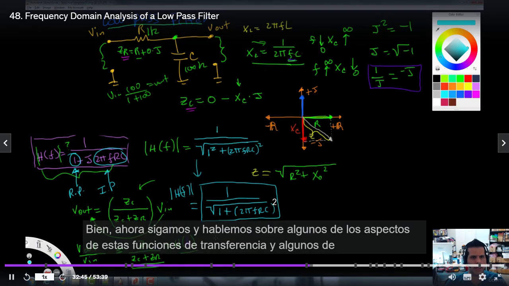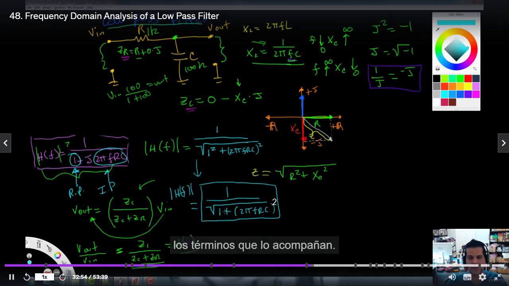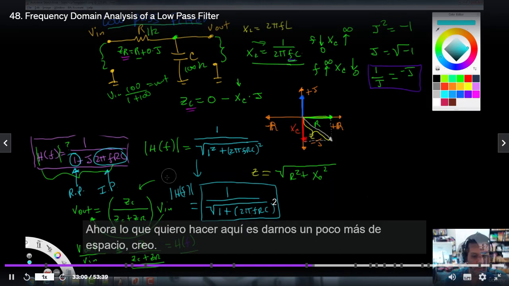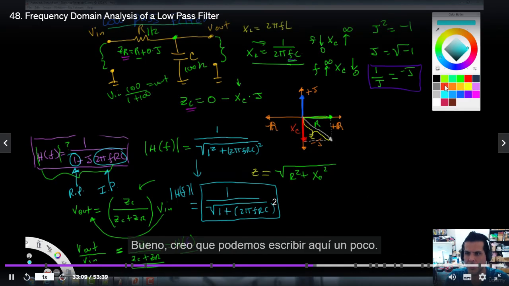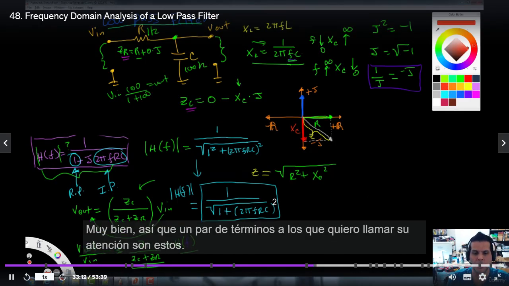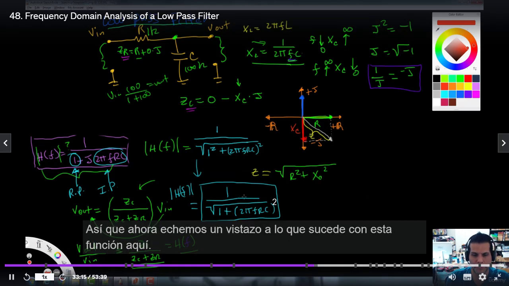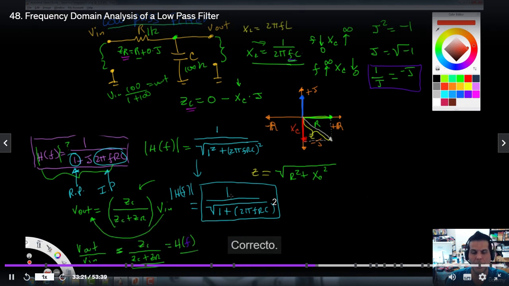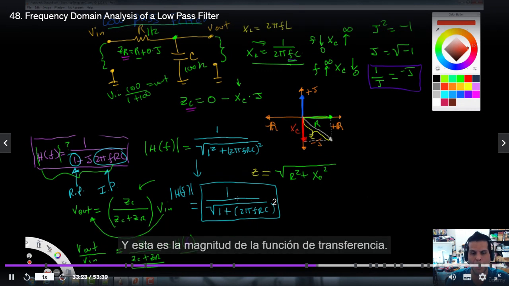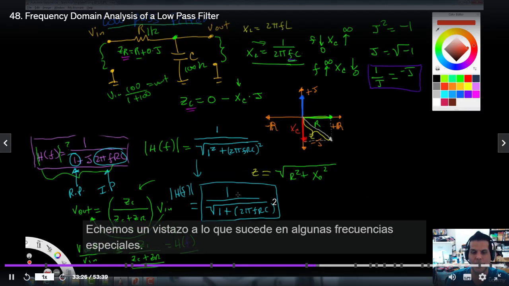Now let's talk about some of the aspects of these transfer functions and some of the terms that go along with them. Let's give ourselves a little more room. A couple of terms I want to bring to your attention: let's take a look at what happens to this magnitude of the transfer function at some special frequencies.